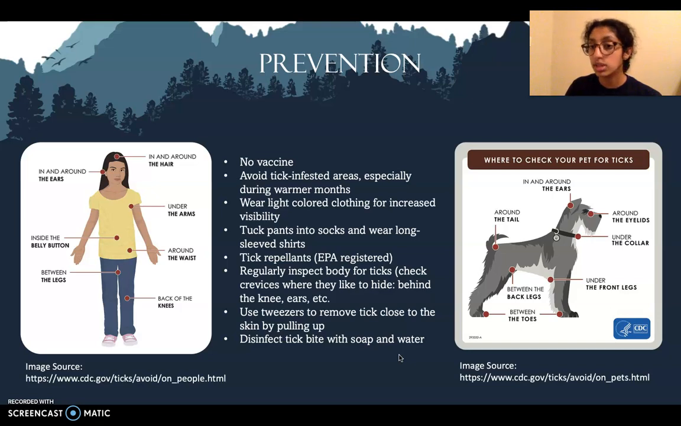Wear light-colored clothing so you can easily see if ticks are crawling on you, and you can remove them. Tuck your pants into your socks and wear long-sleeved shirts like in chem lab, just cover up. Tick repellents, you can use tick repellents that are EPA registered, because they provide a slippery surface on your skin so that the ticks can't latch onto your skin.